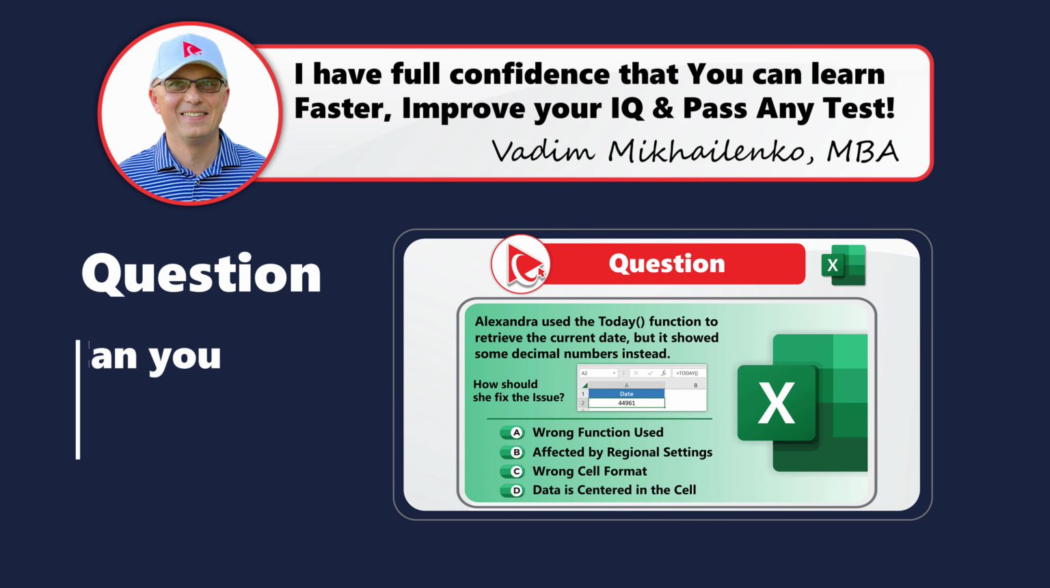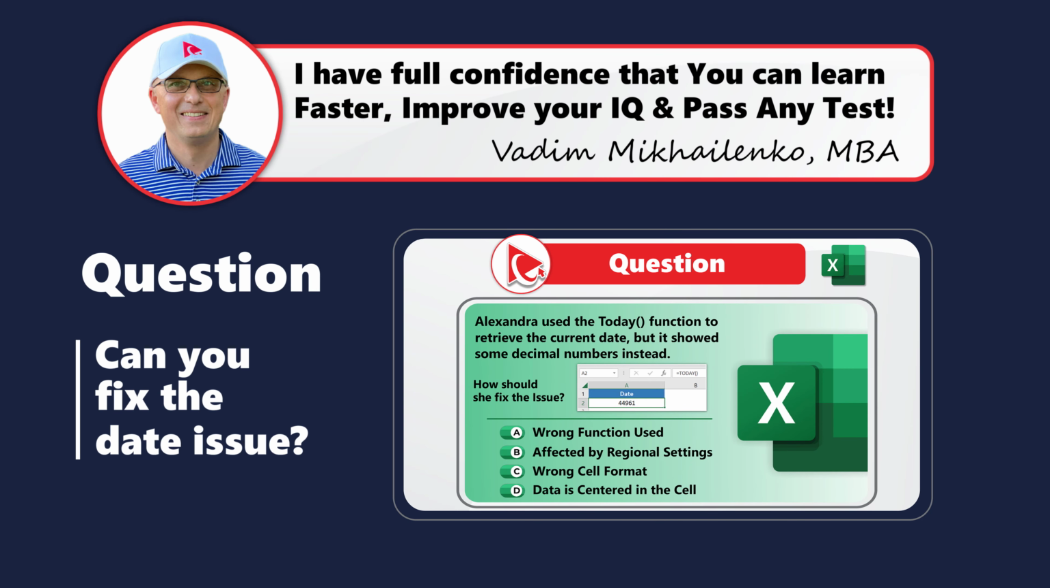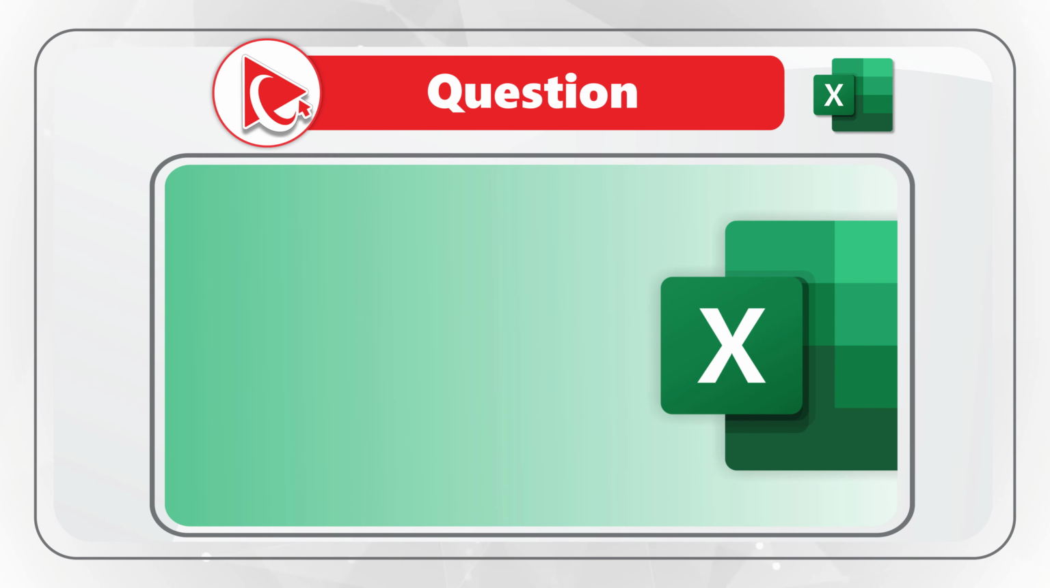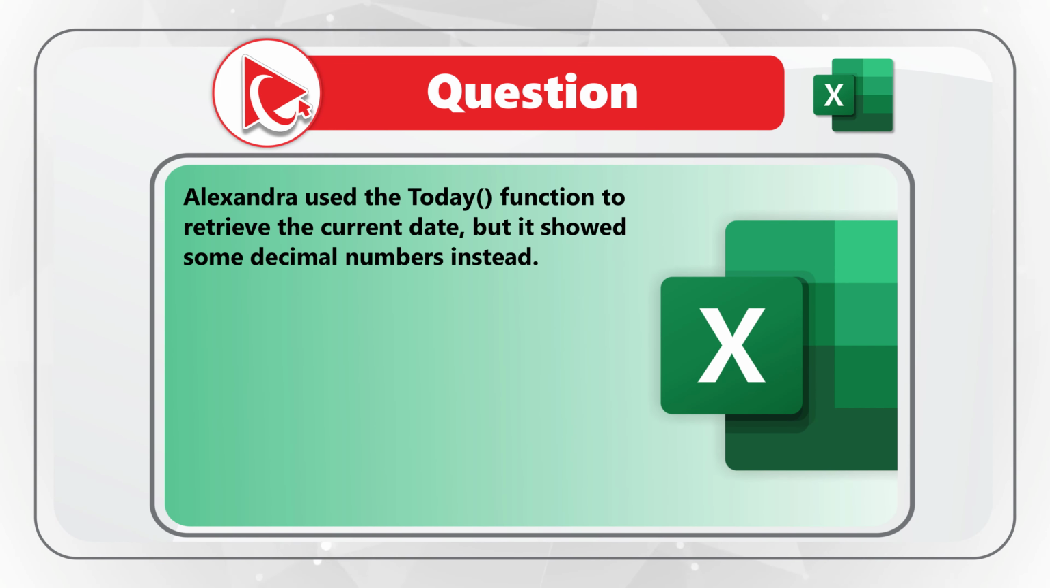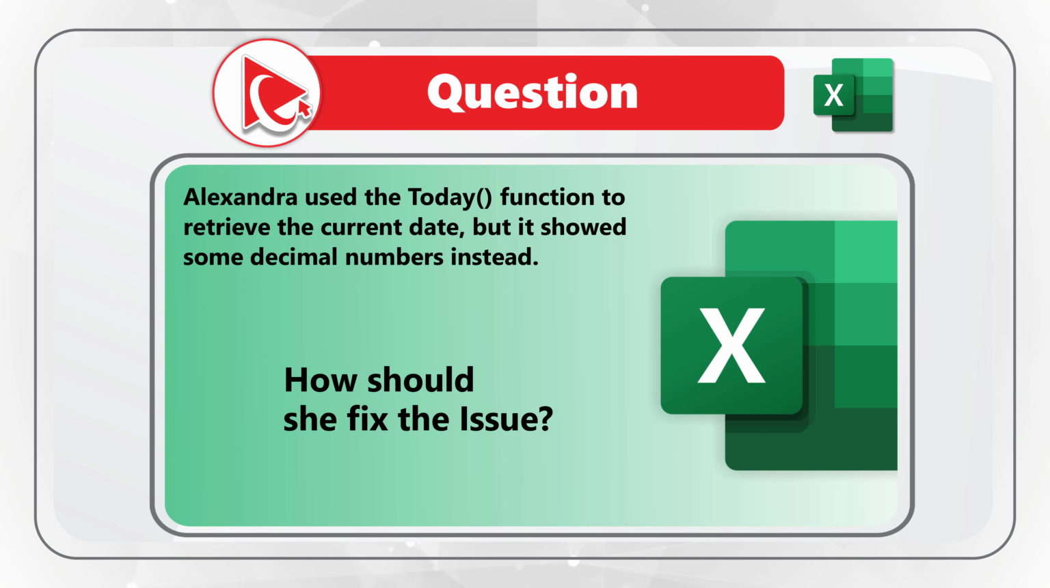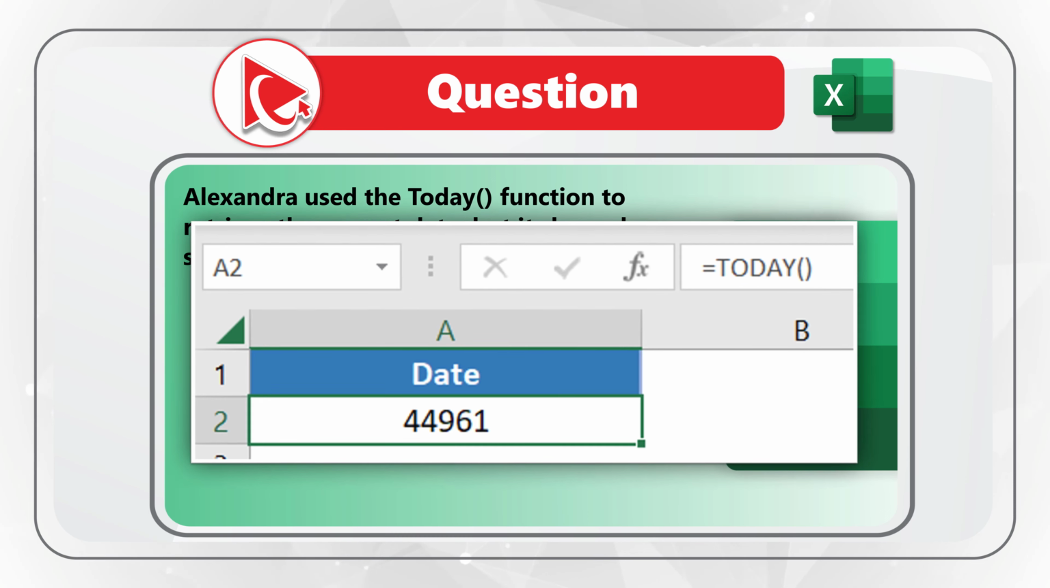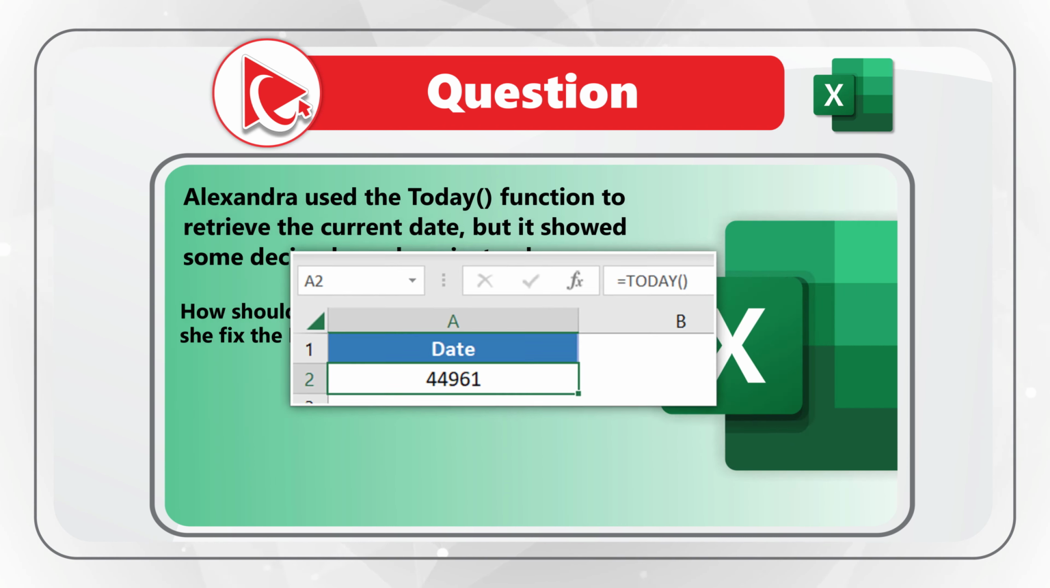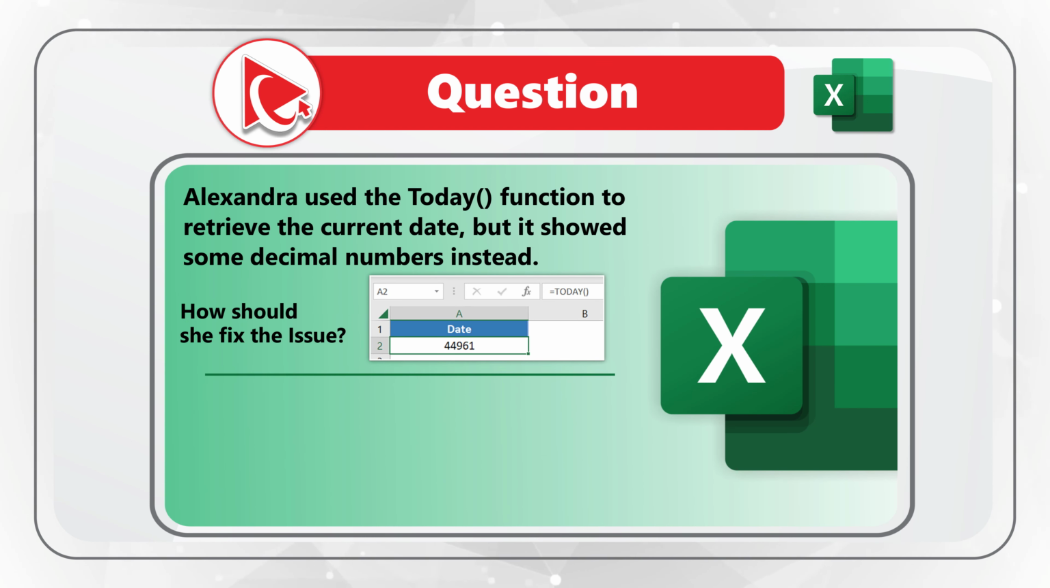Here's an amazing question which is not as easy to solve as it seems. Alexandra used the TODAY function to retrieve the current date, but it showed some decimal numbers. How should she fix the issue? You're presented with a snippet from Excel, which shows the date as well as the format in cell A2. And it shows that in the formula bar, it used the TODAY function. And you need to select one of the 4 different choices.